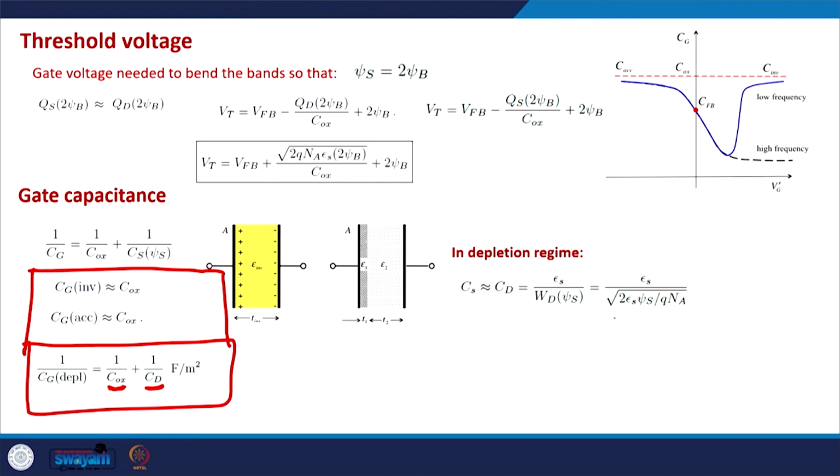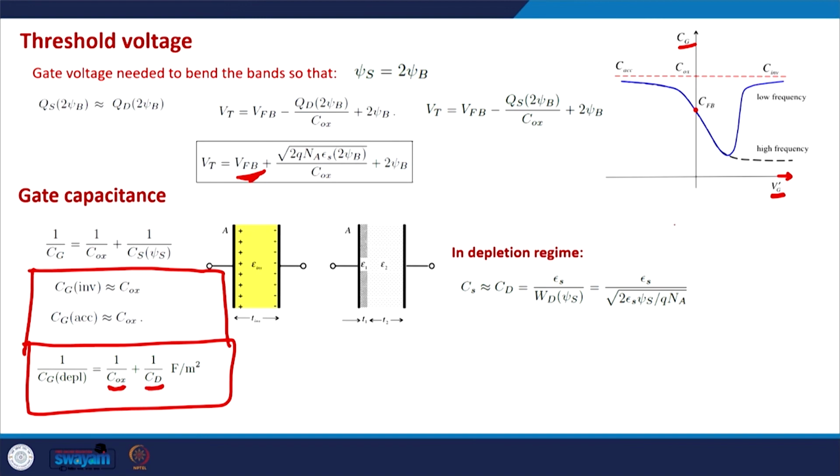Now, in order to understand the dependence of Cg, the gate capacitance, on the gate voltage Vg prime, please remember that this is Vg prime because the effect of flat band voltage is not being considered at this point. There is a difference in the relationship between Cg and Vg at low frequency and at high frequency. And what is the difference?